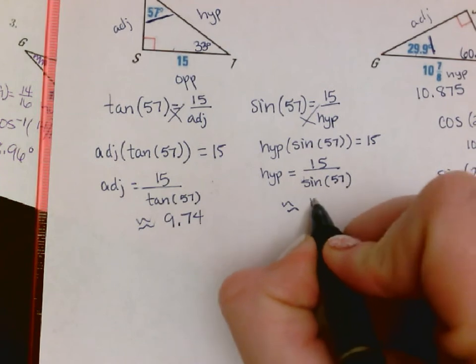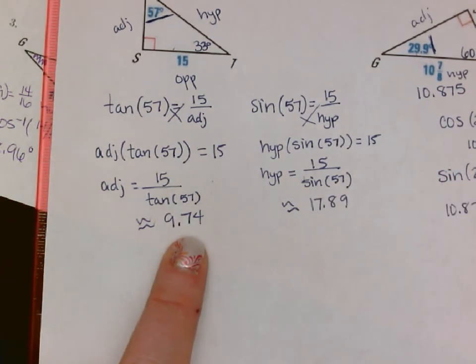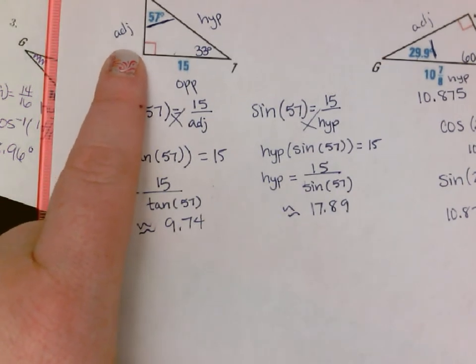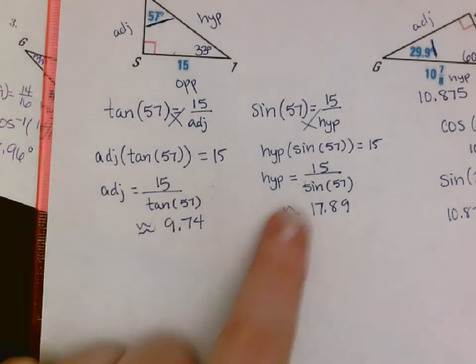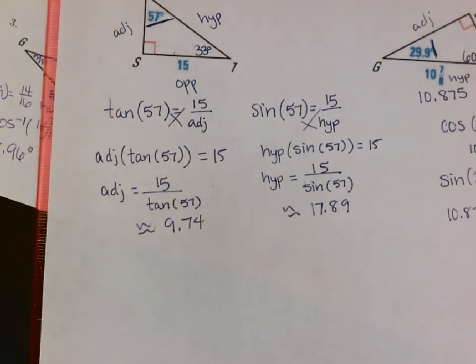And this is 17.89. So looking at that, 9.74 is opposite the 33. Smallest side, opposite smallest angle. 17.89 is the largest side, and that's opposite the 90 degree, which is great. And if we want to check it on the calculator, I can.